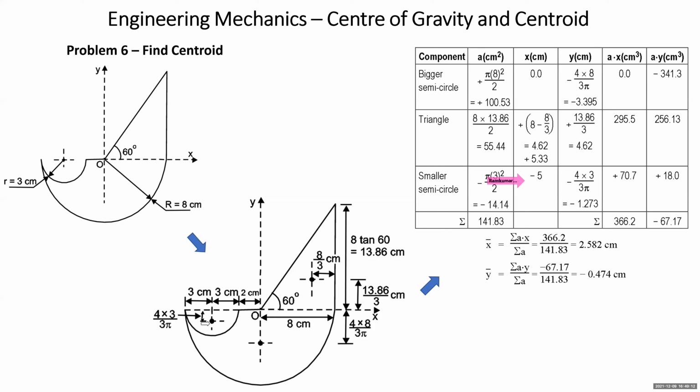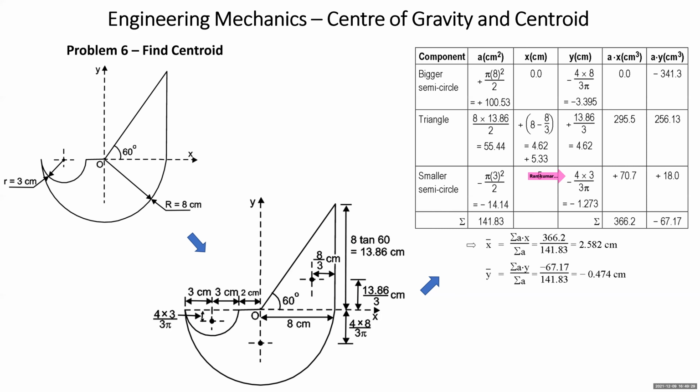This point is below x-axis. This is your x-axis. Centroid of smaller semicircle is below x-axis, so y coordinate is negative, minus 4r upon 3 pi. This way, you complete the table and then you get x bar and y bar.